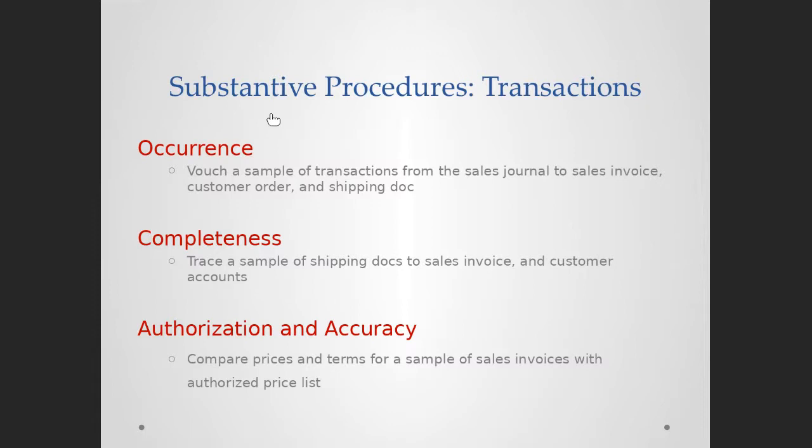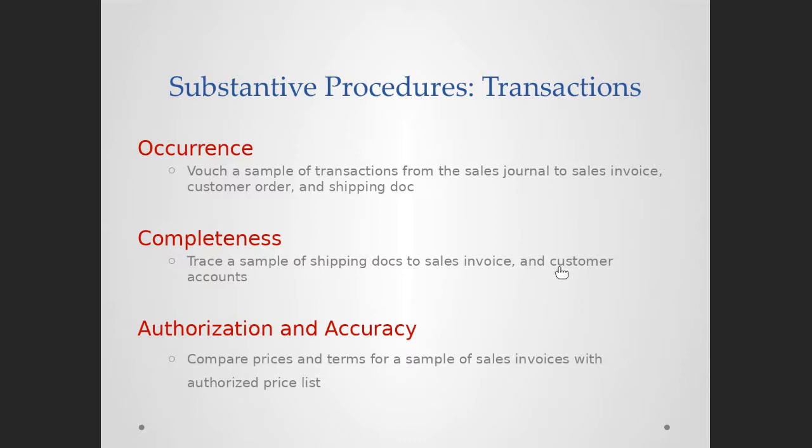Substantive procedures. The first one is in the transactions. The first management assertion we're going to test is occurrence. Occurrence means the client, the management of the client, says everything we have recorded has happened. So you vouch a sample of transactions from the sales journal to the sales invoice, customer order, and shipping document. What does that mean?